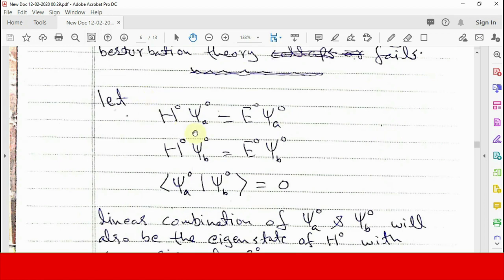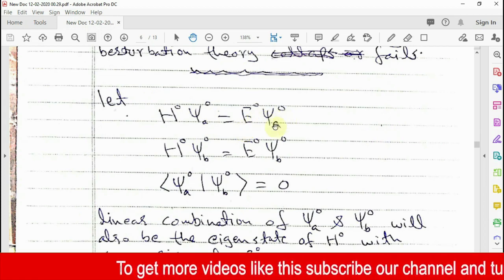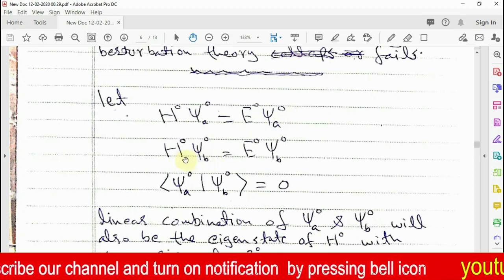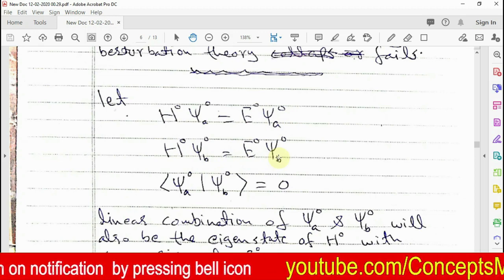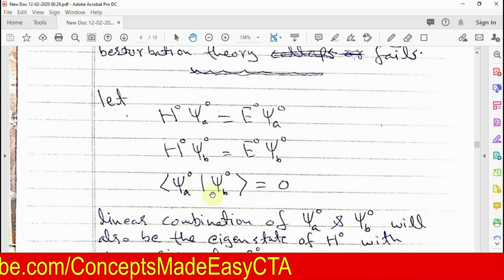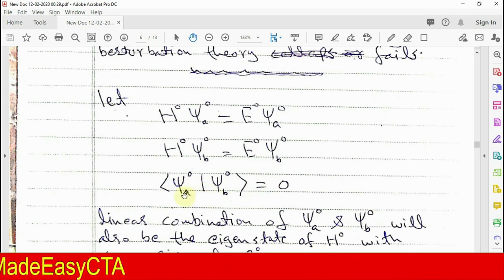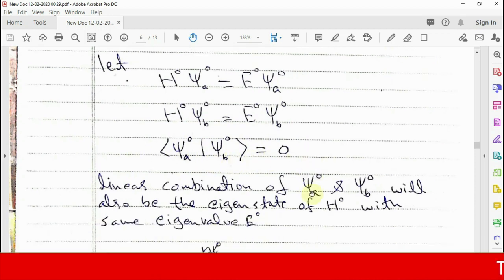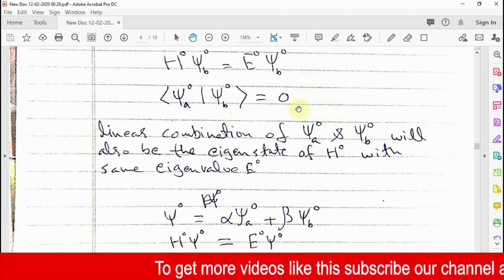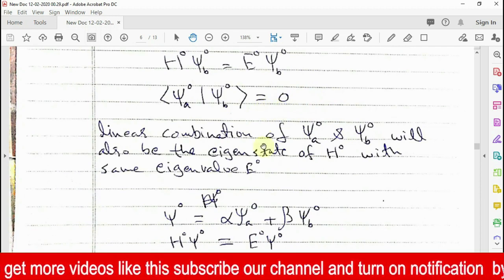Let us say that H naught is an operator which, applied on this state, gives us this energy state. Also, by the definition of the inner product, psi A and psi B, their product will be equal to 0. It is actually equal to delta ij. In this case, i is not equal to j, so this is equal to 0.